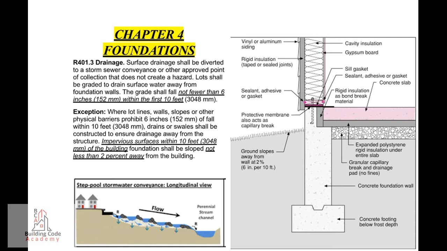R401.3 Drainage. Surface drainage shall be diverted to a storm sewer conveyance or other approved point of collection that does not create a hazard. Lots shall be graded to drain surface water away from foundation walls. The grade shall fall not fewer than 6 inches, 152 millimeters, within the first 10 feet, 3,048 millimeters. Exception: where lot lines, walls, slopes, or other physical barriers prohibit 6 inches, 152 millimeters of fall within 10 feet, 3,048 millimeters, drains or swales shall be constructed to ensure drainage away from the structure. Impervious surfaces within 10 feet, 3,048 millimeters of the building foundation shall be sloped not less than 2% away from the building.